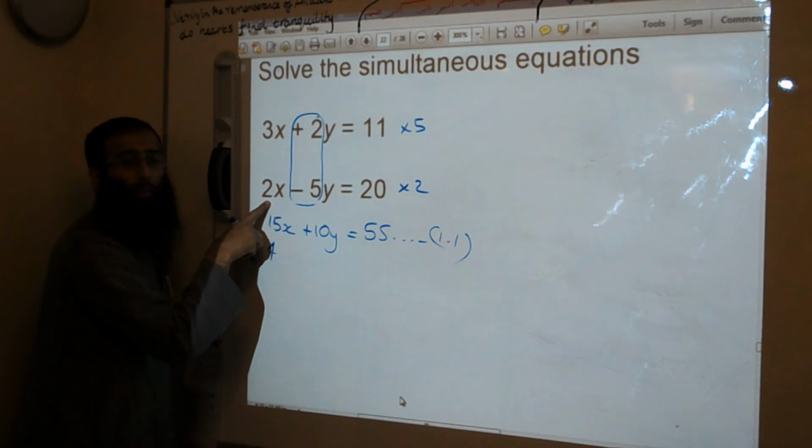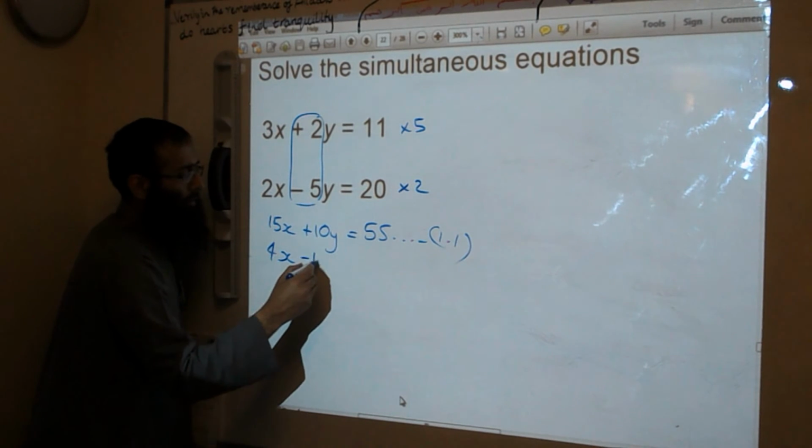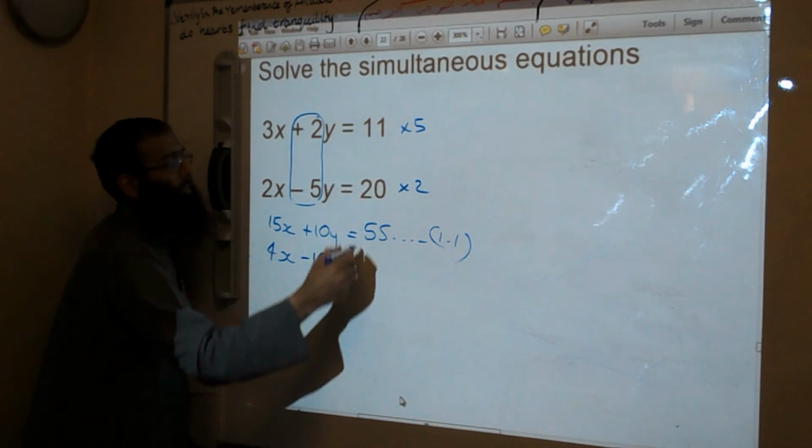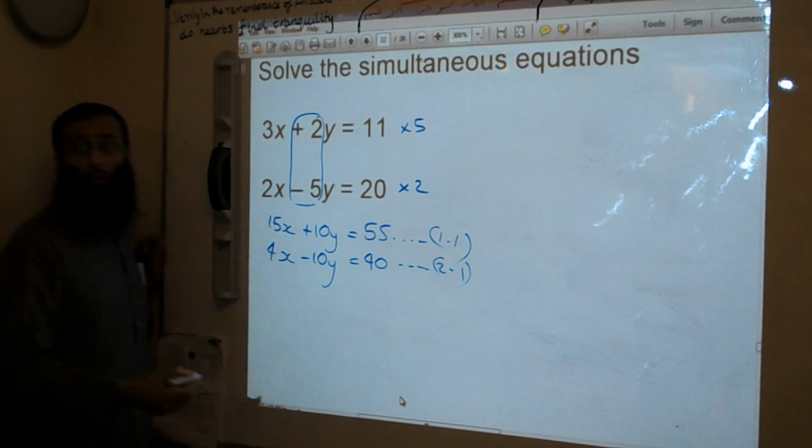So 2x times 2 is 4x. Minus 5y times 2 is minus 10y. 20 times 2 is 40. This is equation 2.1.